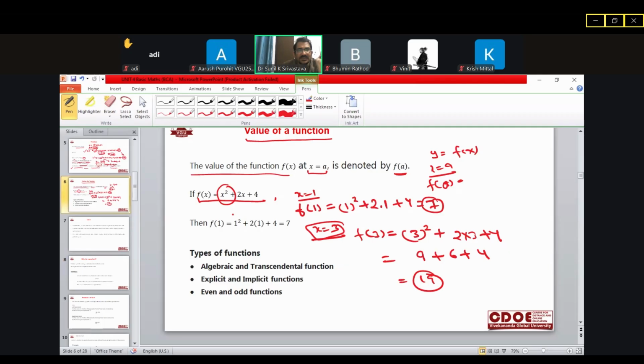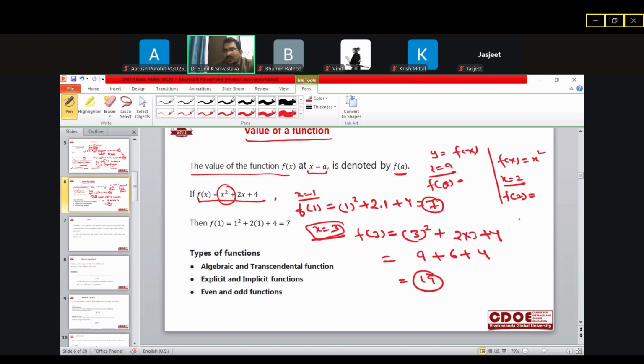So here this expression is written by y. Suppose we have another example: f of x is equal to x square. This is the function. What is the value of this function at x is equal to 2? What do I have to do? We have to write the function as f of 2 and put x is equal to 2. The final answer here is 4. In this way, we can find the value of the function.